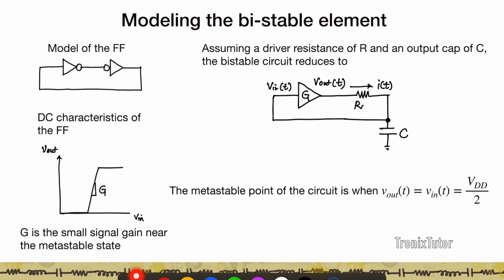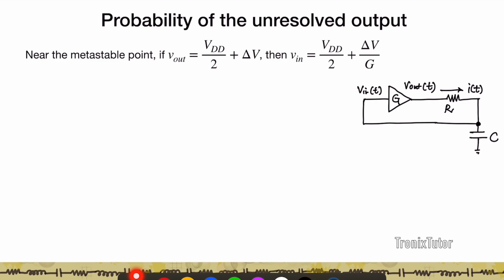And so if you think about the metastable point of the circuit, remember V in and V out are digital signals, so they swing between 0 and VDD. So the metastable point is going to be when V in is equal to V out is equal to VDD by 2.